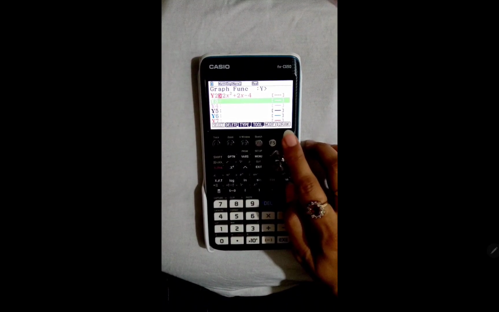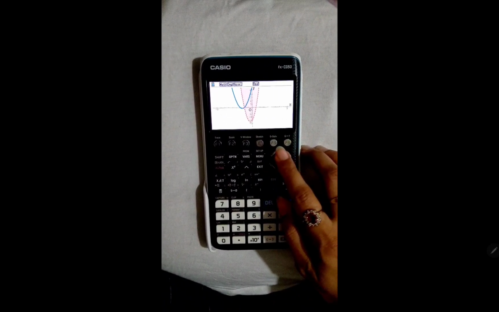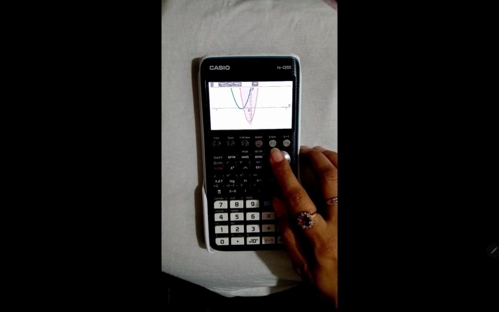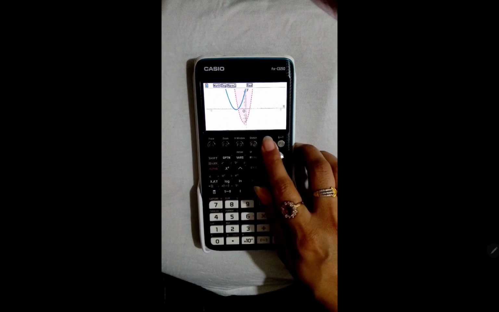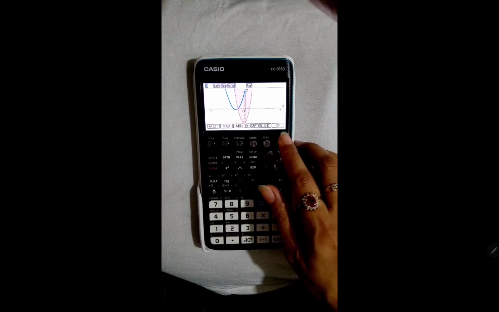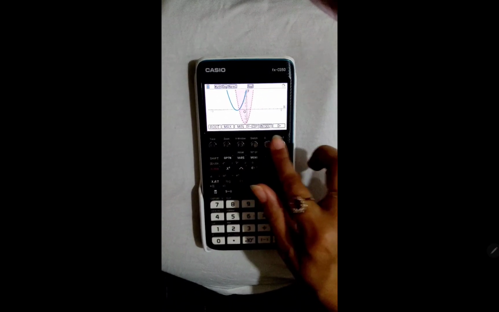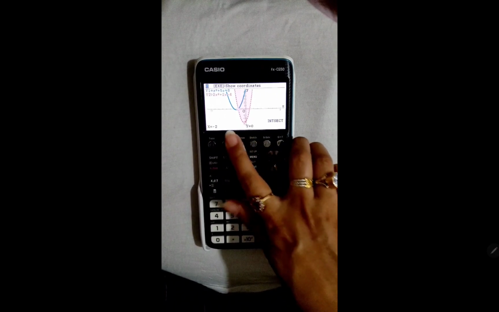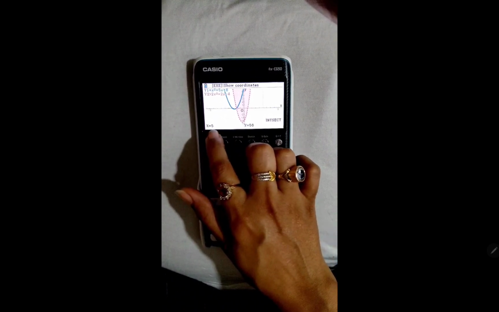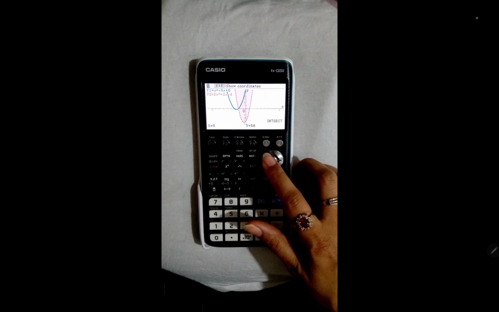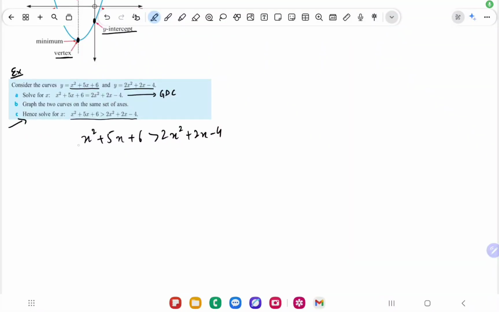Now we'll do the same thing. We will draw both the functions. If you can see, because my y1 is greater than y2, I can see the shaded region here, and when I press GSolve, I can see the intersection points. So the values are from -2 to 5. So this is your required region. This is how we can solve any equation like this using GDC.